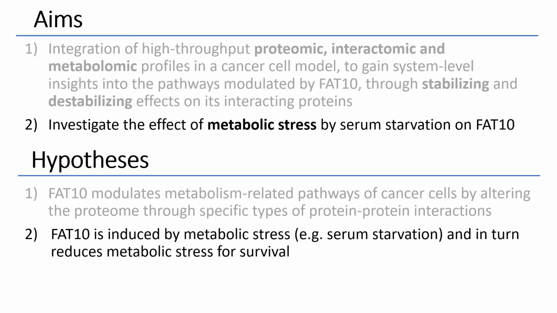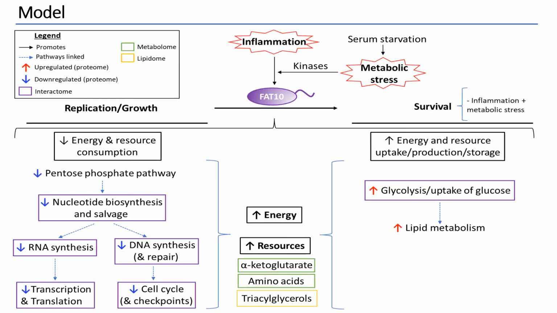Hence, the second aim of my study is to investigate the effect of metabolic stress on FAT10 expression. And I hypothesize that FAT10 is inducible by metabolic stress and it in turn reduces metabolic stress to increase cancer survival. Indeed, my results for the second aim are as hypothesized, and overall I show that FAT10 is an immunometabolic survival factor that is responsive to inflammation and metabolic stress, and which initiates global metabolic changes to relieve this metabolic stress for cancer survival.